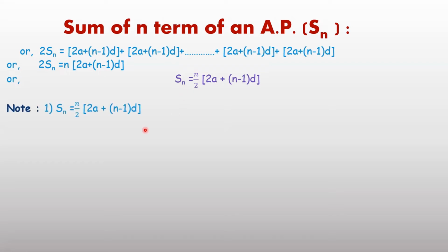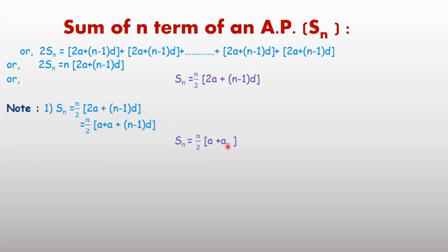Then next, Sn we can also write as n by 2 into 2a plus n minus 1 into d. 2a, write down as a plus a. Here a plus n minus 1 into d is the formula for the nth term. It implies Sn we can write as n by 2 in bracket a plus an. Here a, and this is the formula for an. The first formula for Sn is n by 2 into 2a plus n minus 1 into d. Or also we can write the sum of n terms is n by 2 into a plus an.